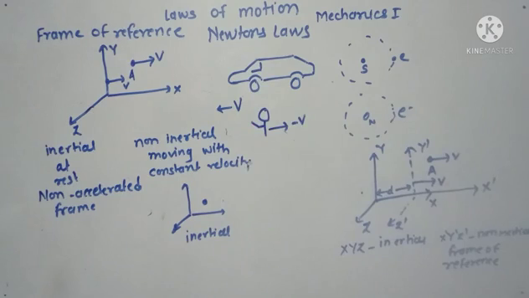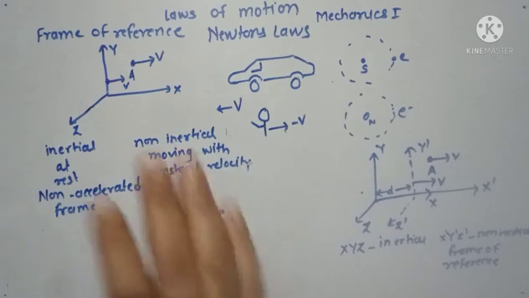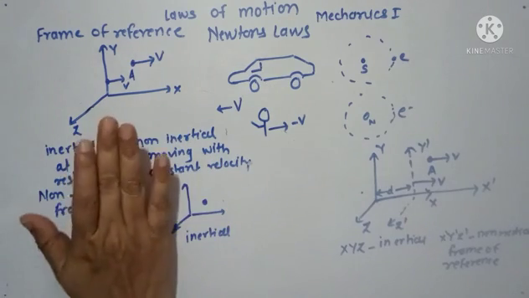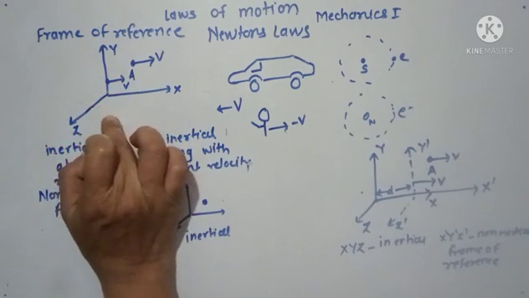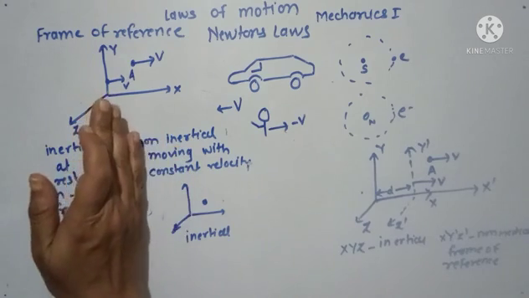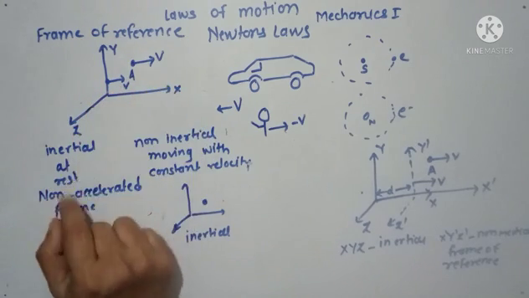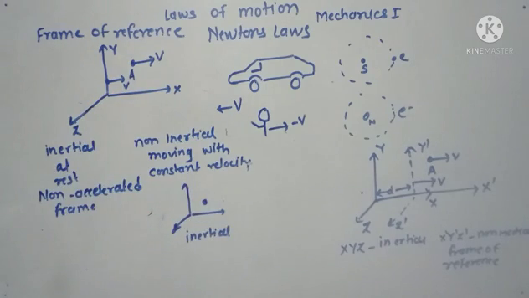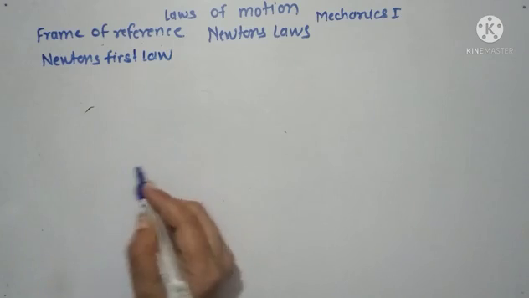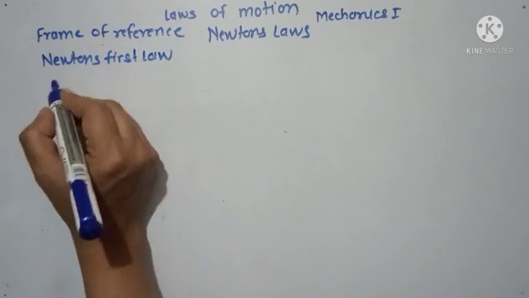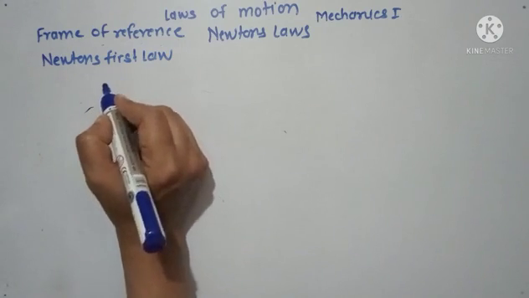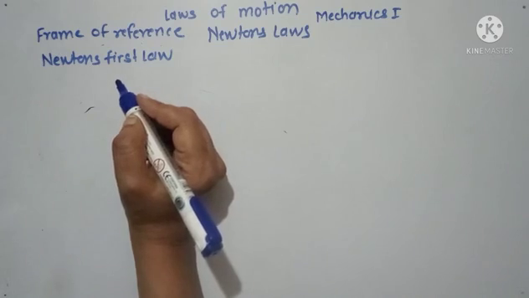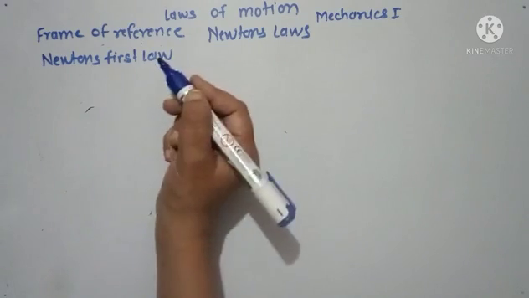All of Newton's laws of motion are obeyed in an inertial frame of reference. You must know that if the coordinate system is fixed, or if it is moving with a constant velocity with the particle, then it is called an inertial frame of reference. Now Newton's first law says that every body continues its state of rest or of continuous motion unless and until it is acted upon by a force.